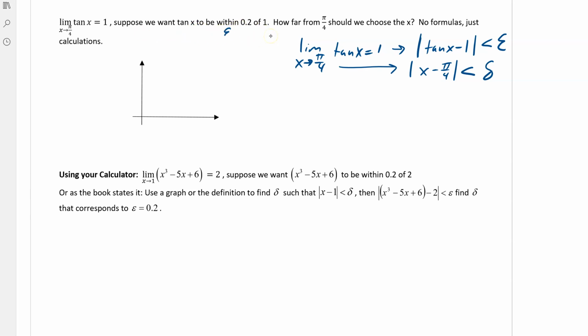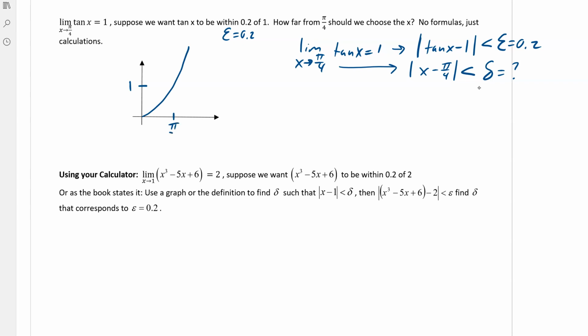They're saying here that our epsilon is 0.2. So we know that this is 0.2. And now it's saying how far from pi over 4 should we choose our x. So now they're asking us to find delta. So we're given our 1 here. And let's draw our tangent graph. It looks just like this.